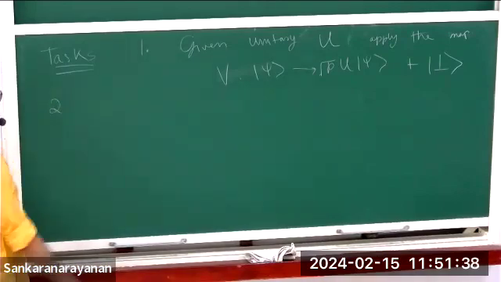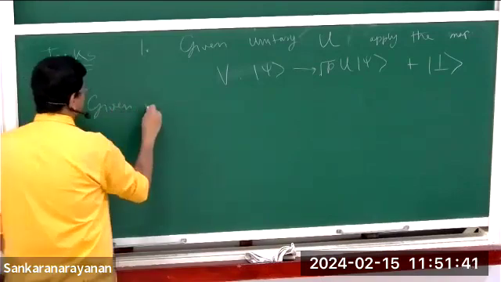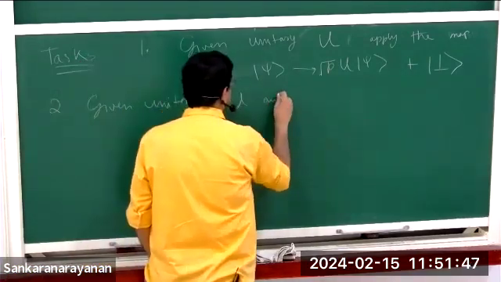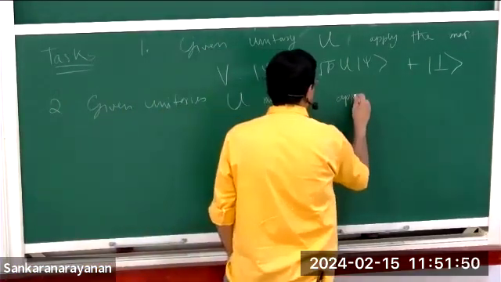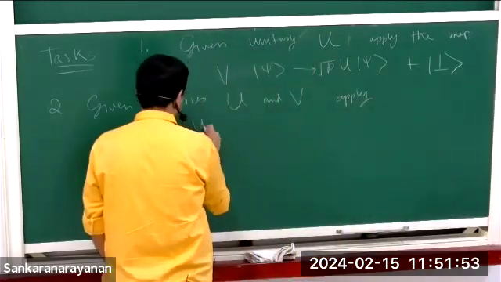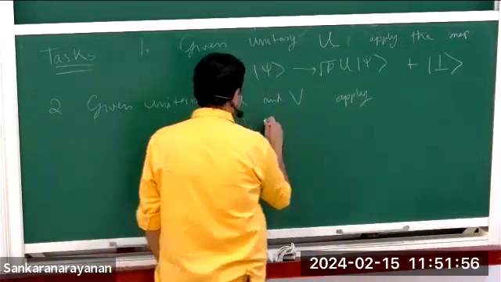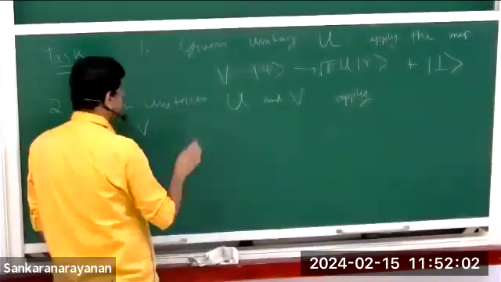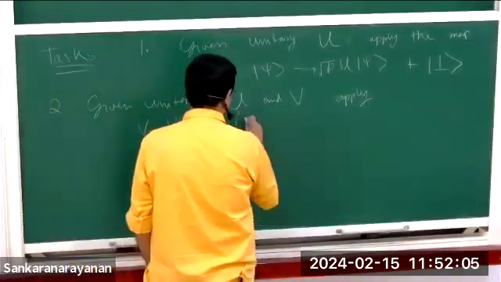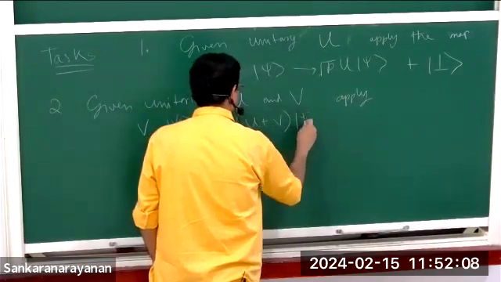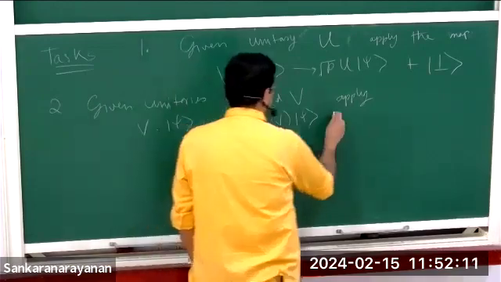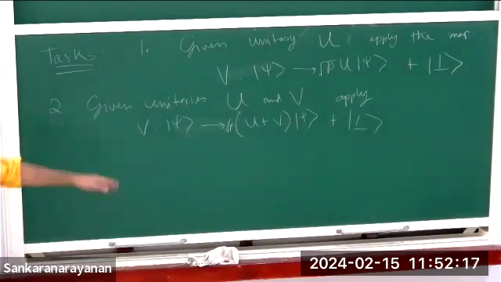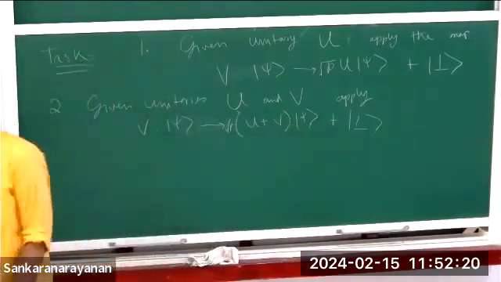Task number two. Given two unitaries u and v, we want to apply the sum of these unitaries to the operator.